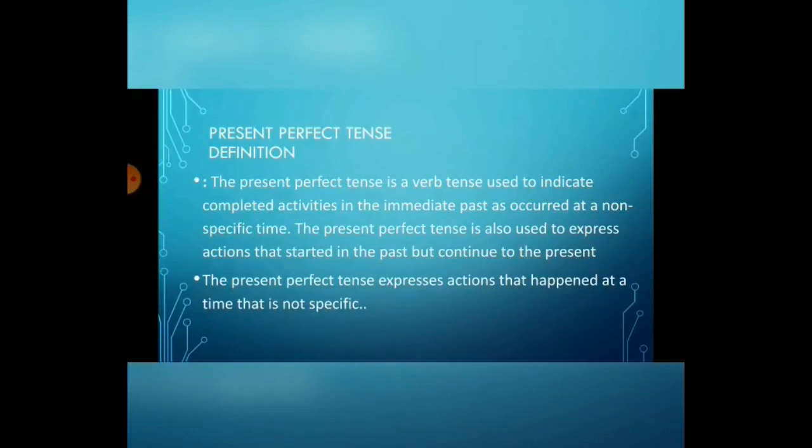The present perfect tense is a verb tense used to indicate completed activities in the immediate past that occurred at a non-specific time. The present perfect tense is also used to express actions that started in the past but continue to the present. The present perfect tense expresses actions that happened at a time that is not specific.